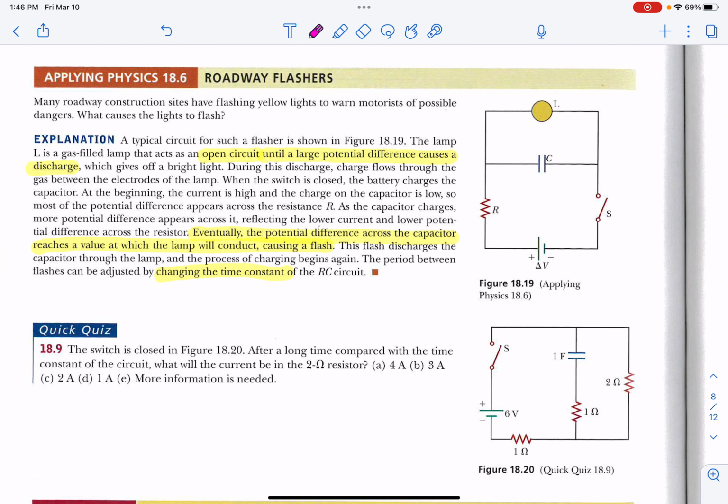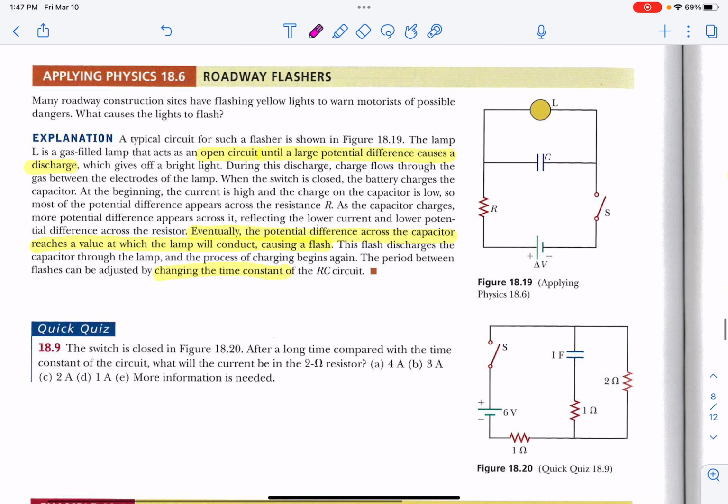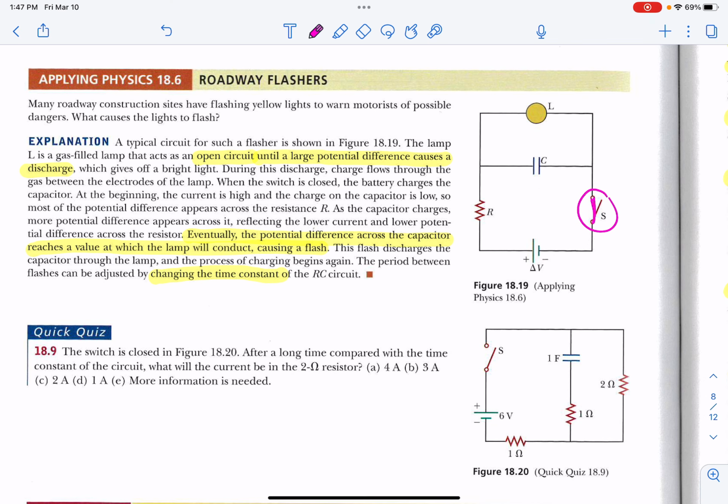If you ever come up to a construction site, or maybe there's been a car accident, you might see these flashing lights. And here's how the circuit is designed. When they need to have the flashing lights, they will close the switch. And when the switch is closed, then the charge can be pushed out of the battery, and it's going to go through the capacitor and begin to charge up the capacitor.